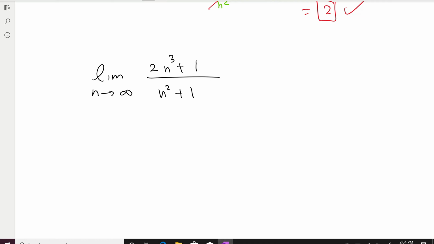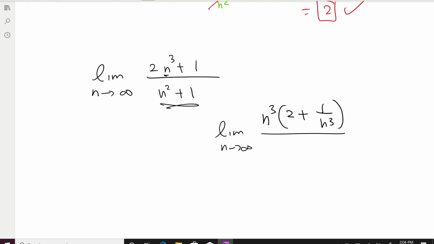Think about this example. Again, when you want to find the limit, factor out the highest power term in the numerator and denominator, thinking about the highest power individually and separately. In the numerator, the term with the highest power is 2n³, so take out n³. It's going to be 2 plus 1 over n³. In the denominator, don't try to take out an n³ just because you did in the numerator. Look at n² plus 1; the highest power is n², so take out n².